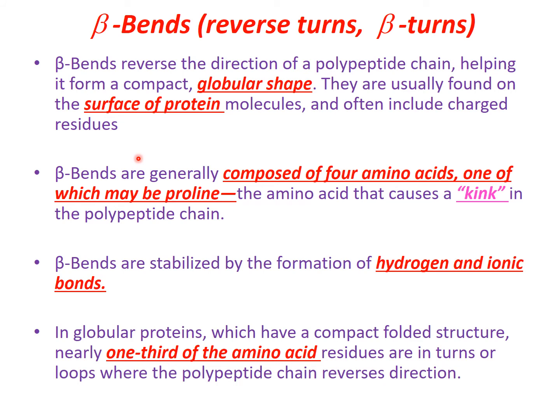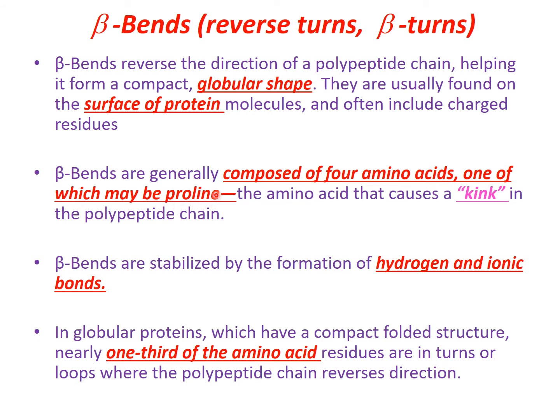Now, beta bends, also called reverse turns or beta turns. Beta bends reverse the direction of the polypeptide chain, helping it form a compact globular shape. They are usually found on the surface of the protein molecules and often include charged residues. Beta bends are generally composed of 4 amino acids, one of which may be proline.